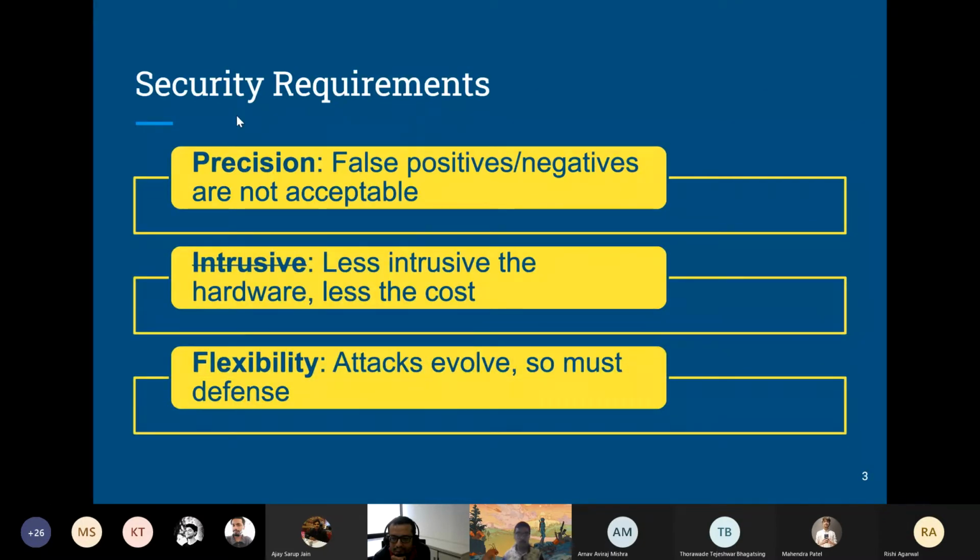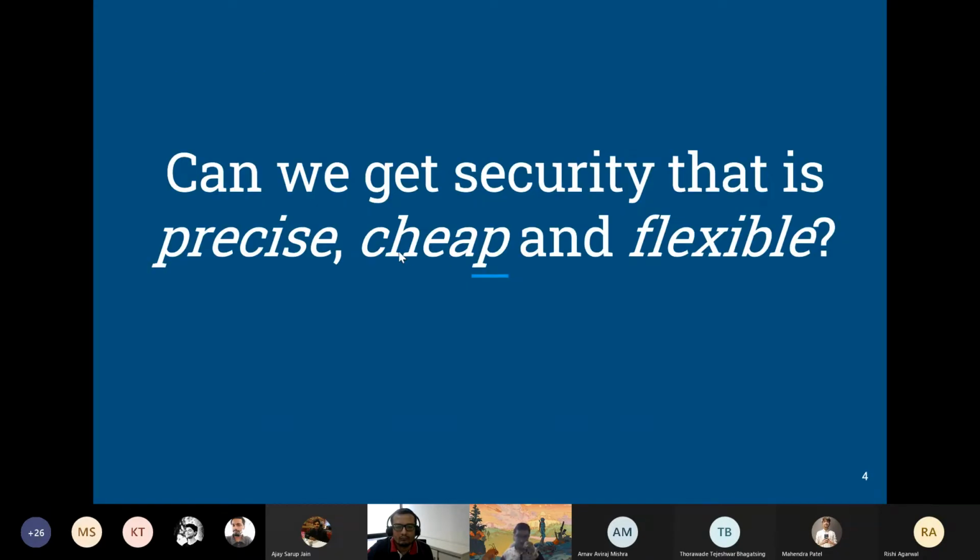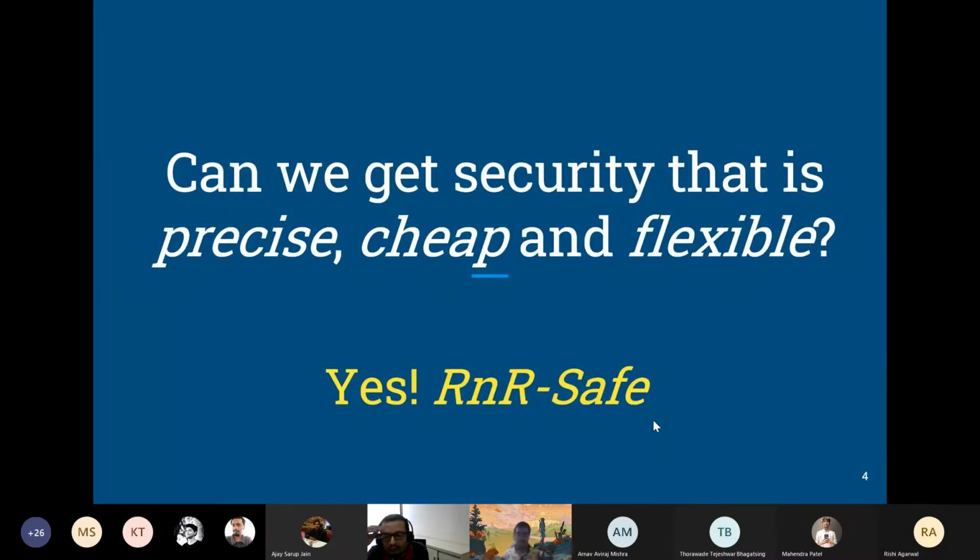Of course, we have security requirements: false positives and negatives are usually not acceptable, especially false negatives. The less intrusive the hardware, the less complicated it is and the lower the cost. Therefore, we want non-intrusive hardware, and we want flexibility because attacks keep evolving as time progresses, and so must our defense. So can we get security that is precise, cheap, and flexible? That's where R&R safe, the topic of this paper, comes in.